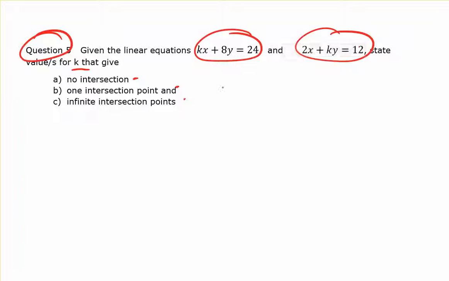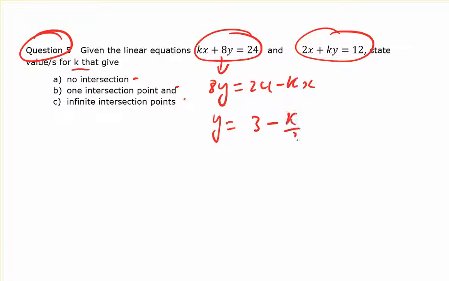each line. So, for example, if I were to rearrange this to y equals mx plus c, I would get 8y equals 24 minus kx, and you can do this on the calculator if you want. I'm just rearranging to make y the subject. I divide both sides by 8, so you get y equal to 24 divided by 8, which is 3, minus k on 8, x.